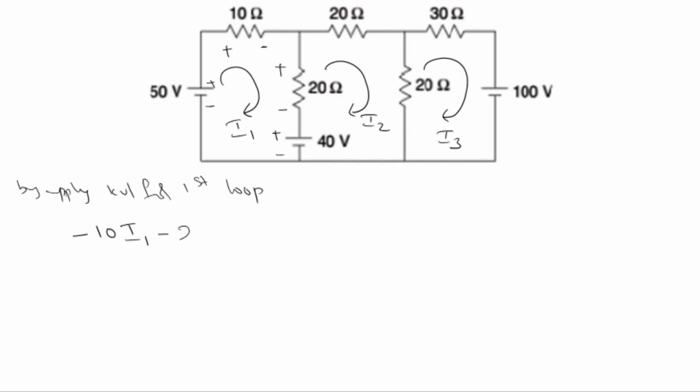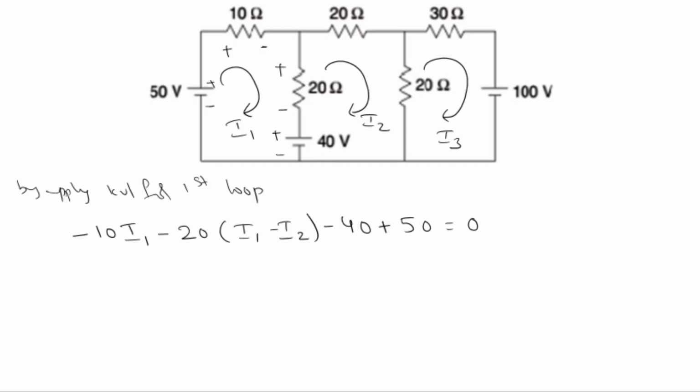minus 20. Here for 20 ohms resistor, I1 current is flowing downward direction and I2 current is flowing upward direction. We consider the first loop as the reference, so I1 minus I2 is the current flowing through the 20 ohm resistor. Second sign, we are following second sign, minus 40 plus 50 is equals to 0.